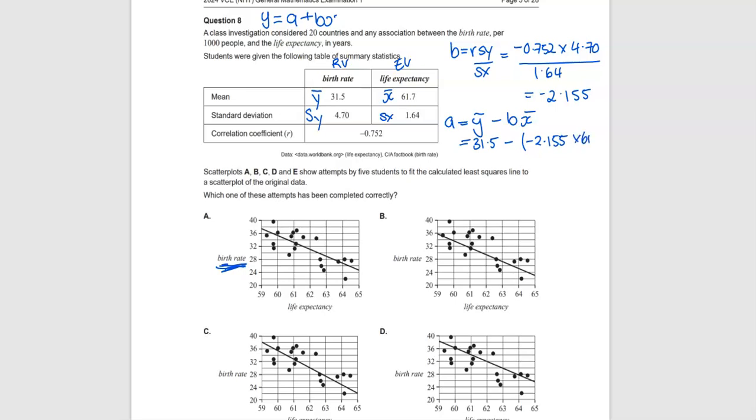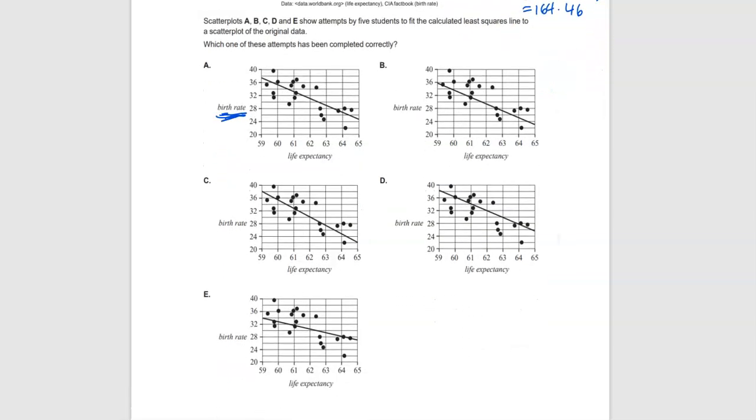times 61.7. So this ends up with 164.46. All right, so now what I actually have, I'm just going to move it down here a bit. I can actually write the equation that the kids should be drawing on it. So they have birth rate equals, this is the A value, and this was the B value, times life expectancy.